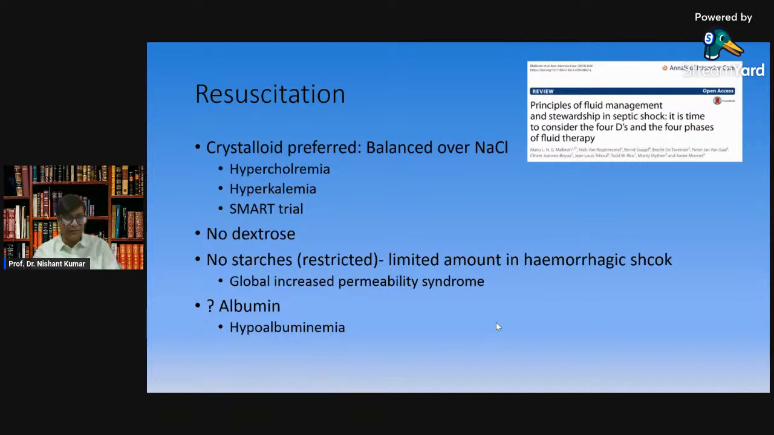Starches are to be restricted. They can be given in hemorrhagic shock, but more or less they should be limited in sepsis because they cause what is known as global increased permeability syndrome, so they may actually be harmful. Unless you're waiting for blood and the patient is crashing, you can go in for starches, but otherwise stick to crystalloids, preferably balanced salt solution. Albumin, again, has conflicting reports. Some say if you give albumin early in sepsis, it is beneficial, but the only indication of albumin in sepsis is probably hypoalbuminemia.